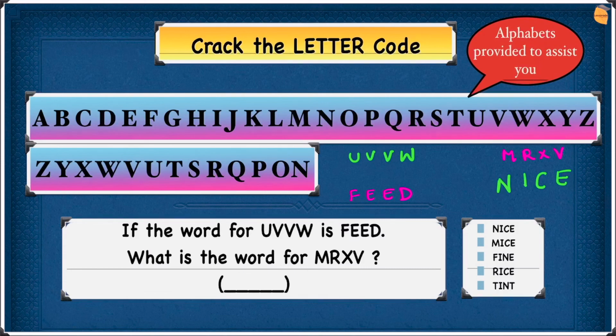Now we have to see whether this is in the multiple choice. As you guys could see, the first one is nice. So nice is going to be the answer, and we can write nice over here. So the word for MRXV is nice. So we have found it out, and we used the mirror image technique in this example.